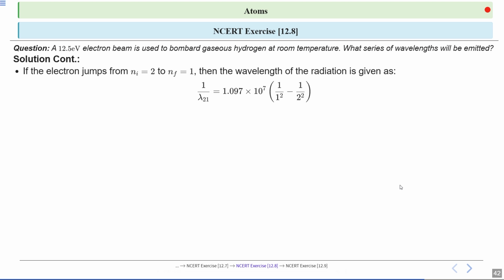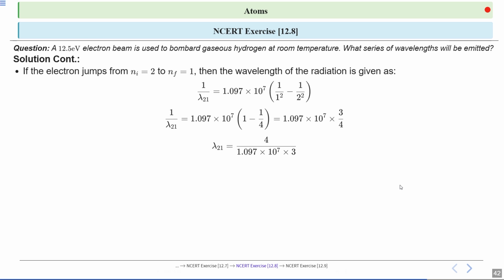So 1/λ_21 equals 1.097 multiplied by 10 to the power 7 multiplied by (1/1² minus 1/2²). λ_21 is the wavelength for the transition from level 2 to level 1. The constant 1.097 times 10 to the power 7 per meter is called the Rydberg constant, and it's specific to hydrogen. Now let's simplify the expression inside the parenthesis. 1 minus 1/4 equals 3/4. So the equation becomes 1 divided by λ_21 equals 1.097 times 10 to the power 7 per meter times 3/4.